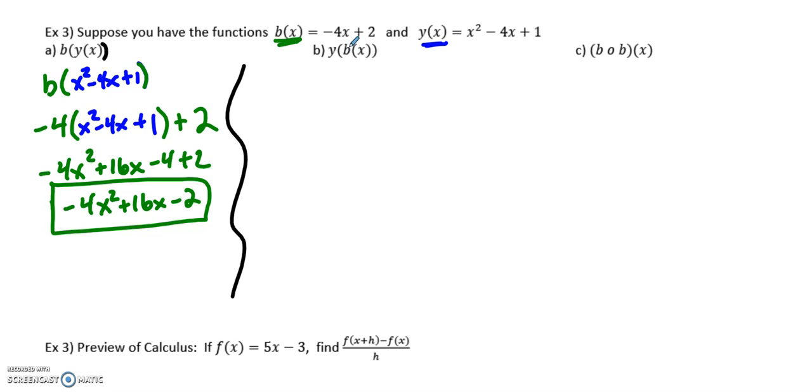I have another composition here. I'm just actually going the opposite direction. So I'm starting here, and this is going to become y of, and I'm plugging negative 4x plus 2 into the function y.